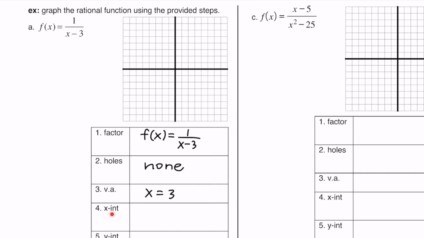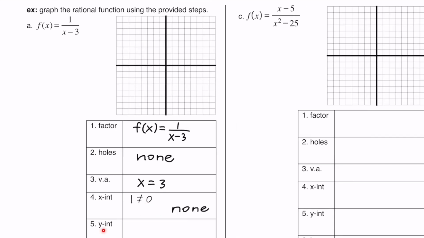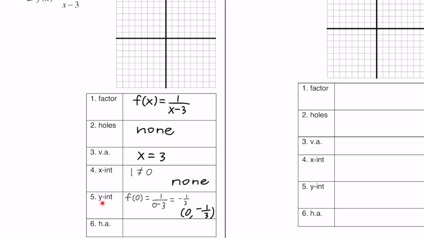To find the x-intercept, we set the numerator equal to 0. Since the numerator doesn't have any variables in it, we can't solve this, and in fact this is a false statement. And when you get a false statement, then there's no x-intercepts. To find the y-intercept, we plug in 0 for x, so you end up getting the fraction negative 1/3. So our y-intercept is 0, negative 1/3.